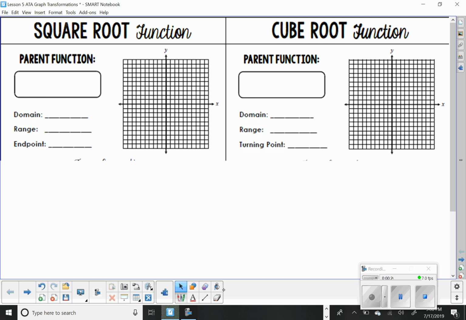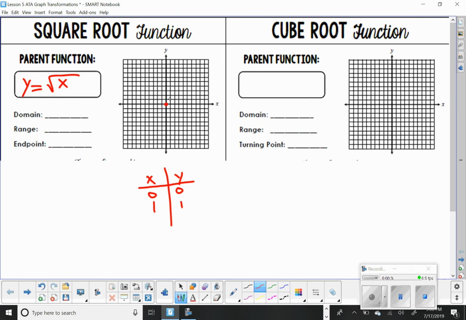That's just y equals the square root of x. We've talked about the fact that if you do an x and a y value, when x is 0, y is 0. The square root of 1 is 1. And then we need a perfect square, so we're going to go all the way out to 4 and get 2. And then we're going to go out to 9 and we can get 3. 1, 2, 3.